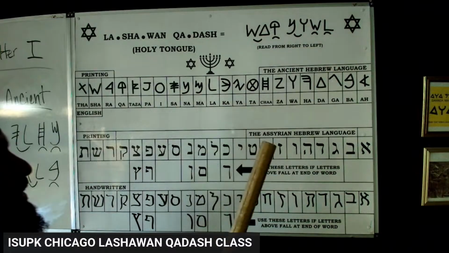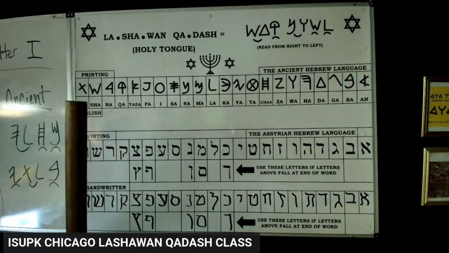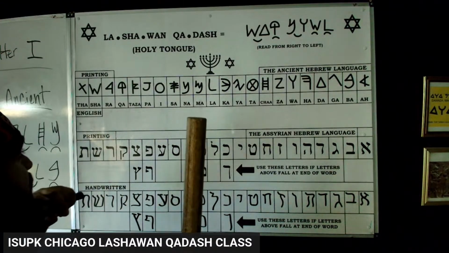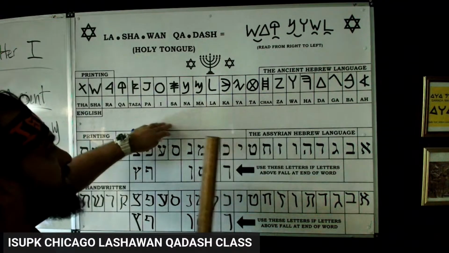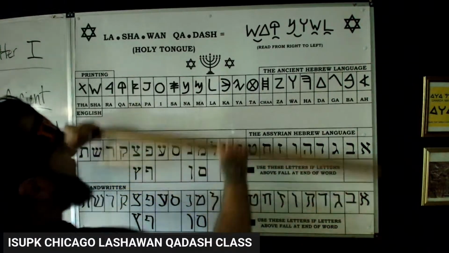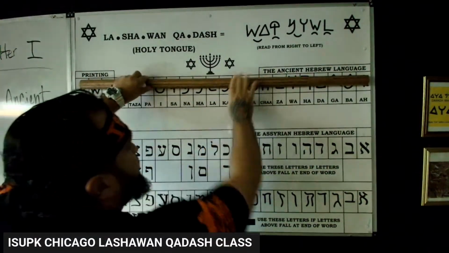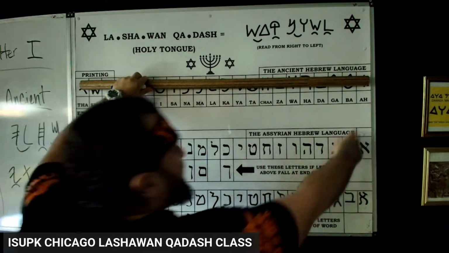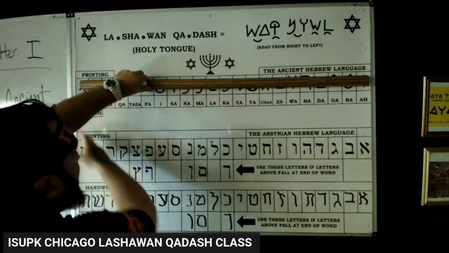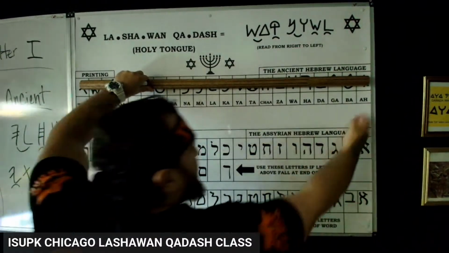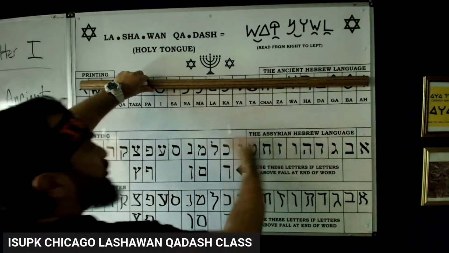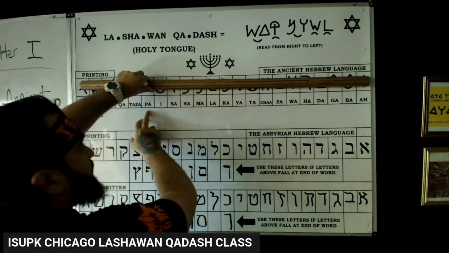The best way to try to figure out how you're doing with identifying your alphabet, you could cover all these right here and try to write it from Ah to Tha, and see if you miss any. Ah, Ba, Ga, Da. Just start with this from right to left.